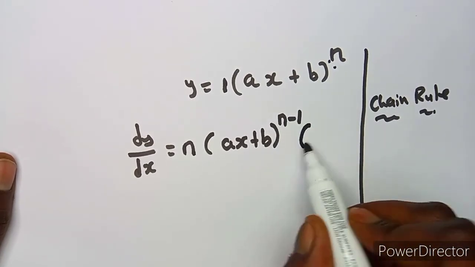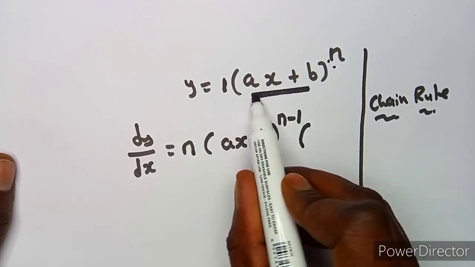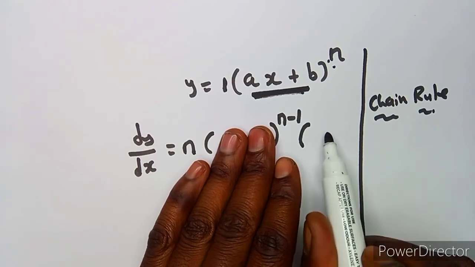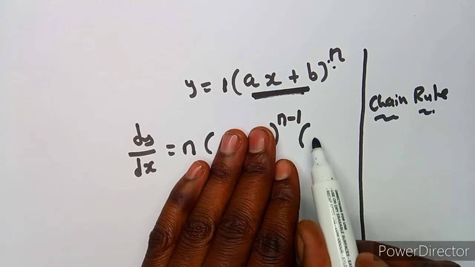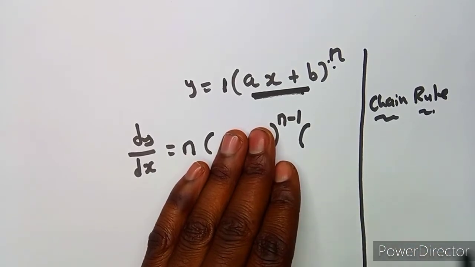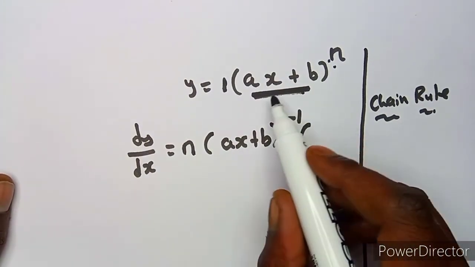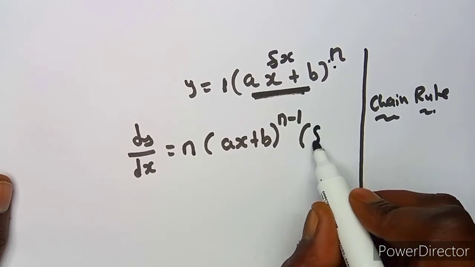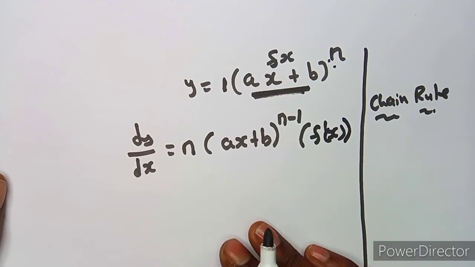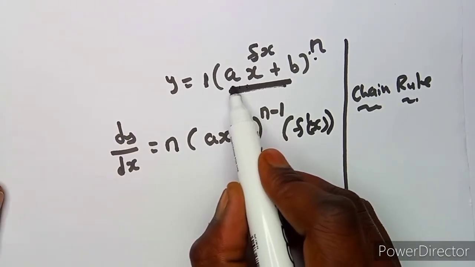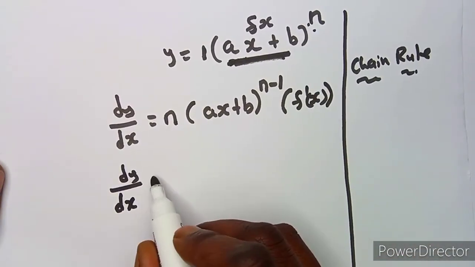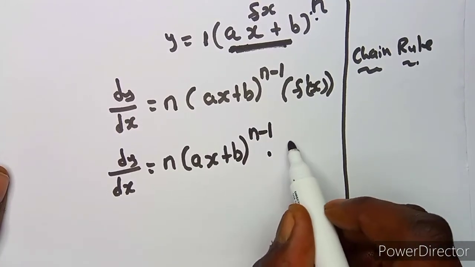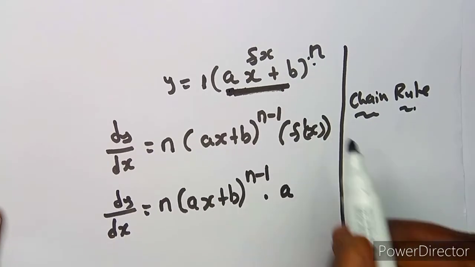Then you find the derivative of what is inside the bracket. So here is the derivative of the bracket, with the exponent in the bracket there. Now what is inside the bracket? You find the derivative of what is inside the bracket. Let's just say this is your f of x, so this is going to be your f prime of x. Because this is ax, the derivative is going to be a here. So that's why you see this derivative written as n times ax plus b to the exponent of n minus 1, times a. The a is just the derivative of what is inside the bracket.